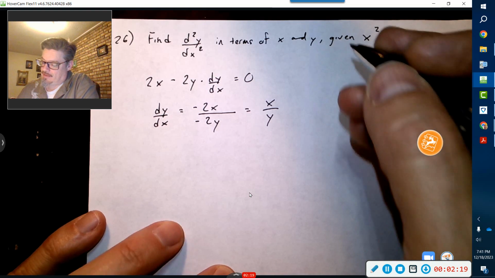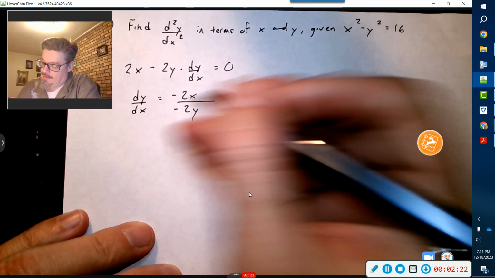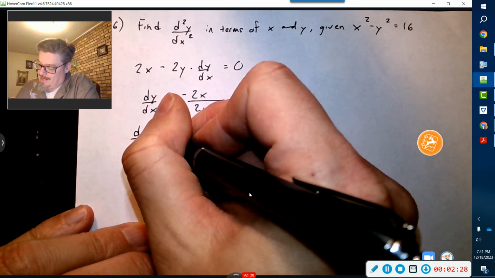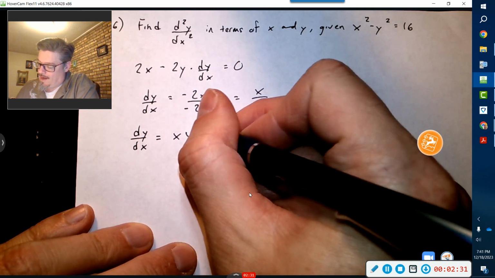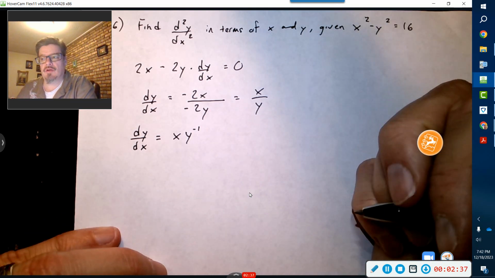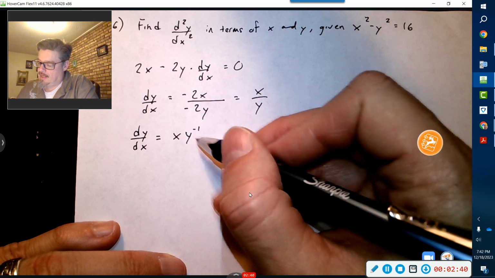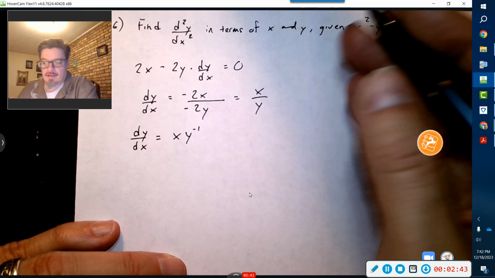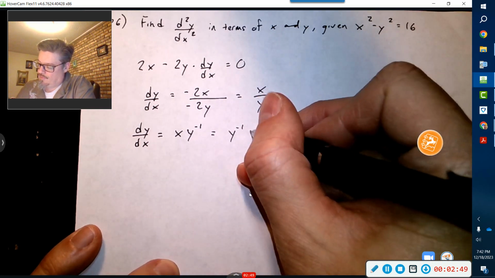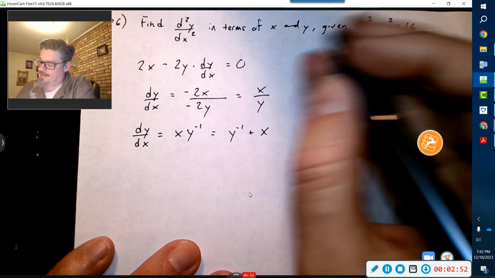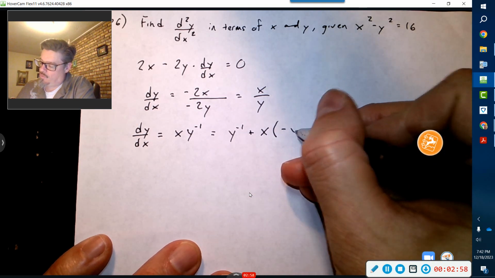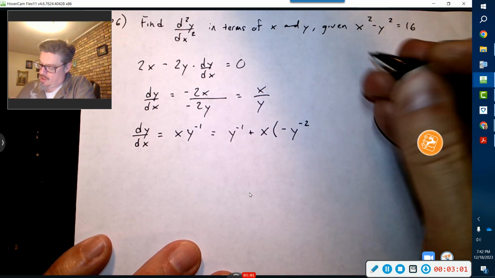Now if I want to take the second derivative, I like the product rule better than the quotient rule. So I'm going to do this one right here: dy/dx equals x times y to the negative 1. It's a little easier to do. If you did the quotient rule, it'll work, it'll just look significantly messier. So this is nice because these are expressed very simply. I'm going to use the product rule: take the derivative of the first but not the second, plus do not take the derivative of the first, but take the derivative of the second. So the derivative of the second would be negative y to the negative 2.